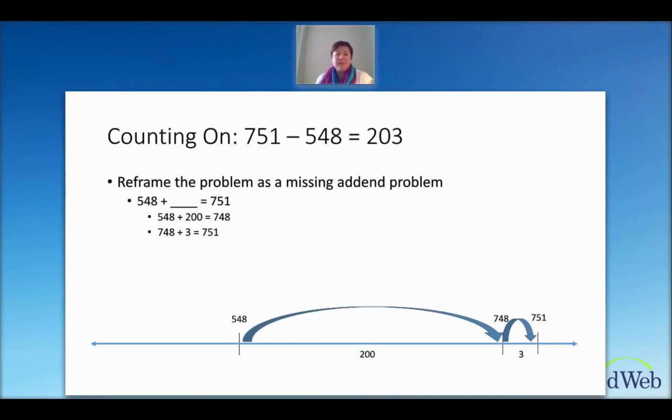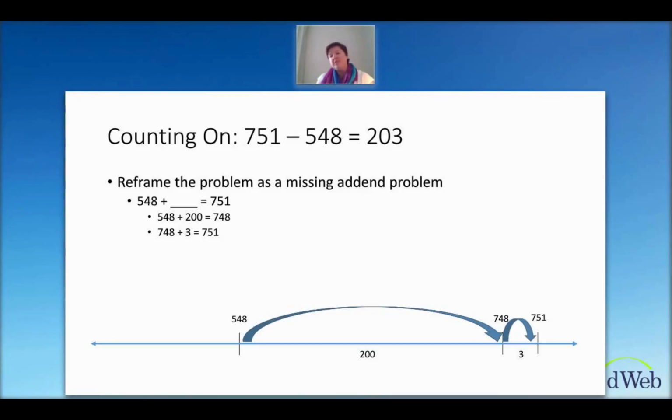So now my problem becomes 548 plus what will get me to 751? How do I jump? And I can think, all right, I could jump 100. I could jump 200. That takes me to 748. 3 more will take me to 751.